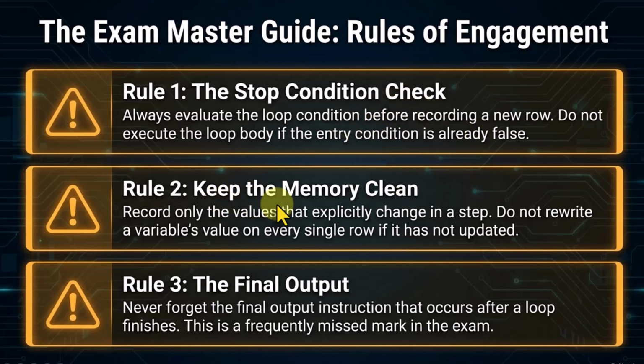Rule 2, keep the memory clean. Record only the values that explicitly change in a step. Do not rewrite a variable's value on every single row if it has not updated. Then rule 3, the final output. Never forget the final output instructions that occur after a loop finishes. This is a frequently missed mark in the exam. So you have to have one row for your output, and clarify that this will be the output.